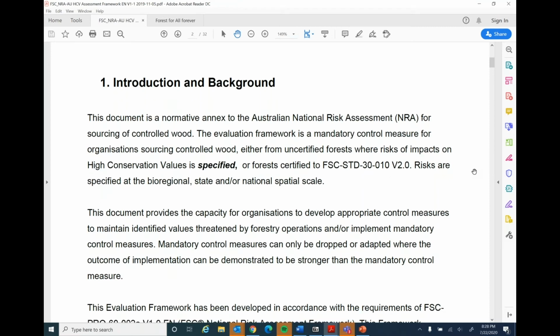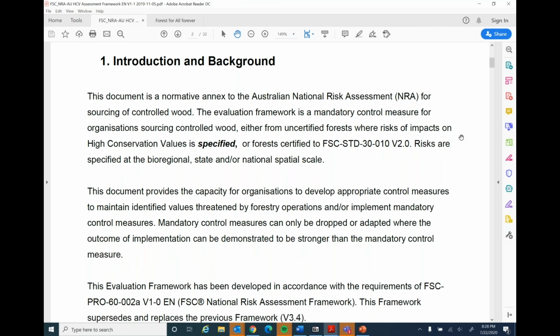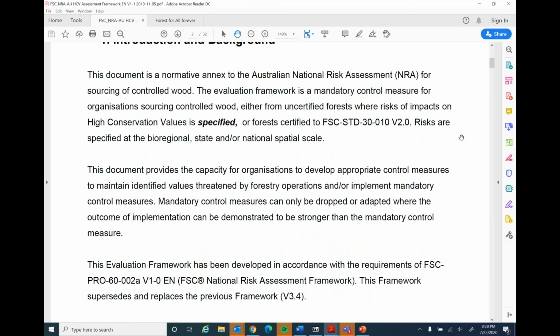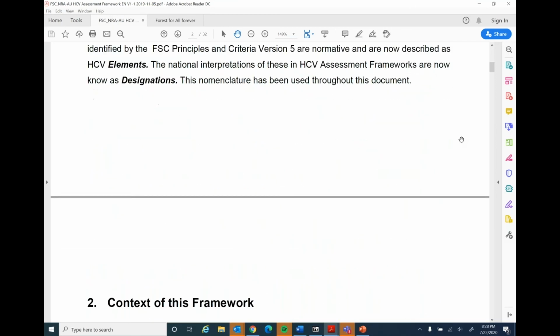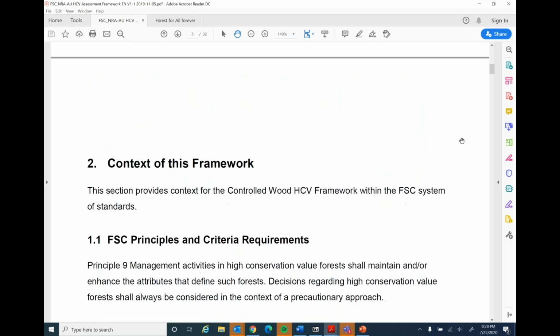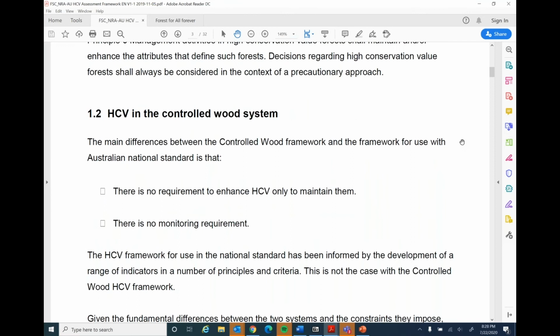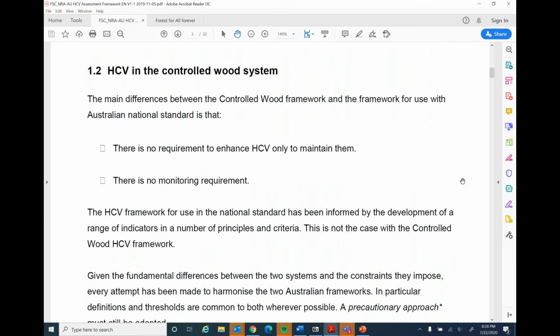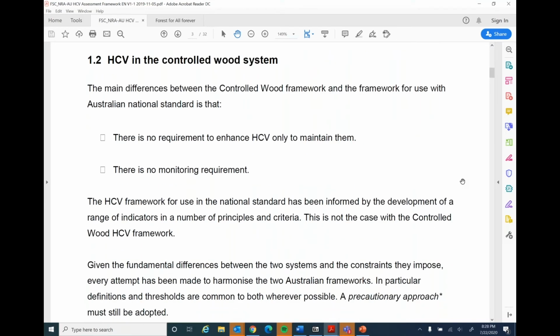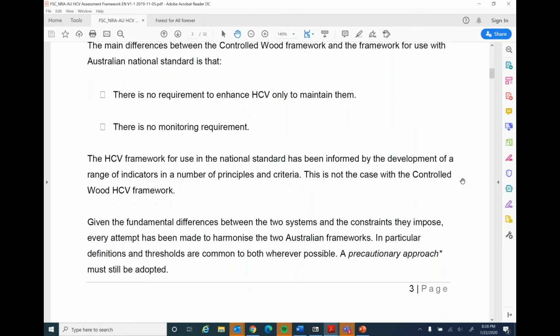Thanks for that. So yeah, we look through the document. We've got the introduction and background here. Try and scroll down a little bit. So, context of the framework. Suzette already touched on this to say that there's no requirement to enhance HCVs in the controlled wood system, only to maintain them, unlike the full forest management standard, where you have to maintain and/or enhance.